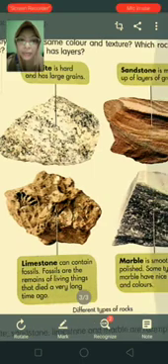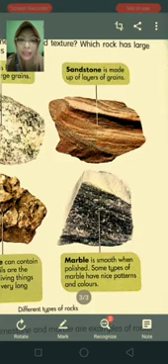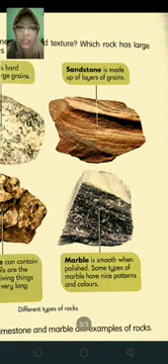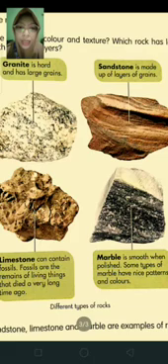And then we move to sandstone. Sandstone is made of layers of grain. It is also so hard, the same as granite. But sandstone has layers, and granite does not. That is the difference between granite and sandstone.